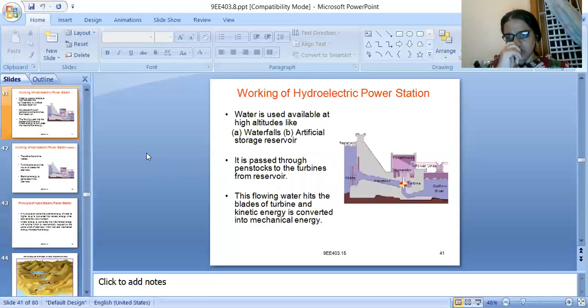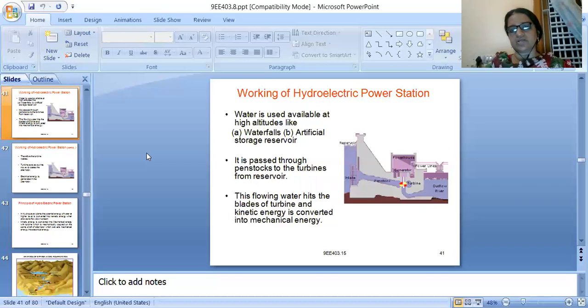Next is working of a hydroelectric power station. Let us study. Water used is available at high altitudes. Whatever water we are using, it is available at a high place. The water should be available at a high place. Then only you can generate electricity. Where will water be available at a high place? Usually you have natural waterfalls or artificial storage reservoirs.